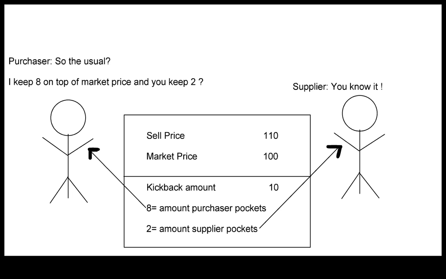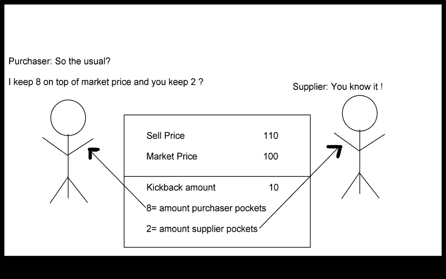So essentially, by providing the goods at above market price, they essentially increase the selling price, and there is a $10 amount that is excess. So market price is 100, here the selling price is 110. So this excess of $10 is split between the supplier and the purchaser. In this case, an example shows how the purchaser takes $8 and supplier takes $2. That is what we call a general kickback.